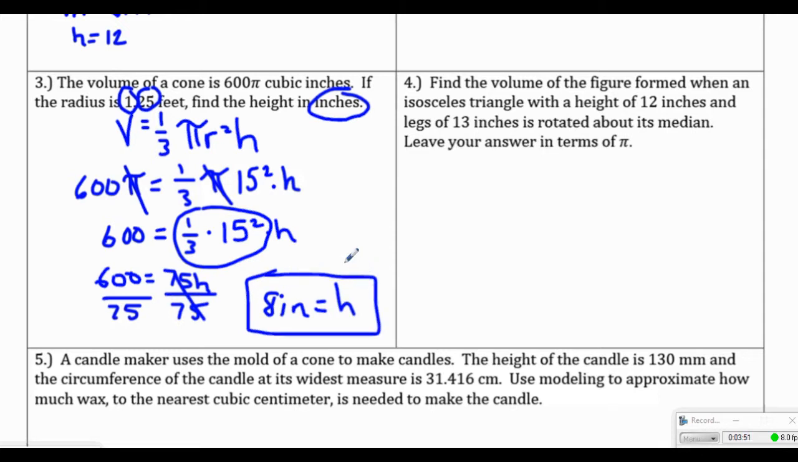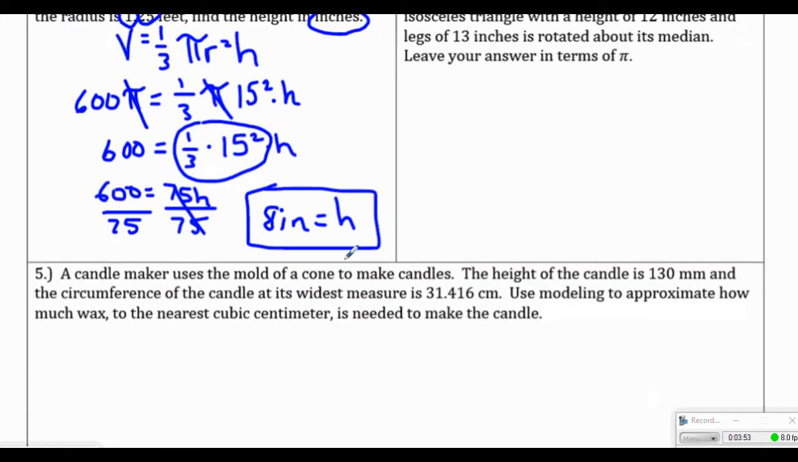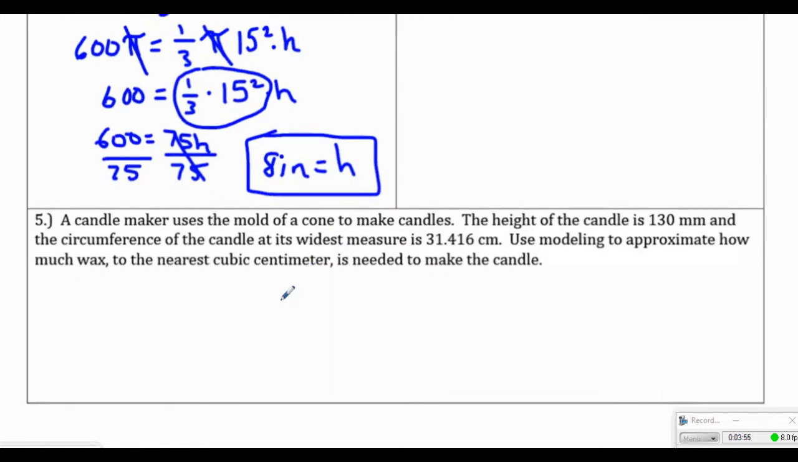We're going to skip number 4 and go to number 5. So number 5 says a candle maker uses the mold of a cone to make candles. The height of the candle is 130 millimeters, and the circumference at its widest measure is 31.416 centimeters. Right there, we notice something's going on. We have to make a conversion. Use modeling to approximate how much wax to the nearest cubic centimeter is needed to make the candle.